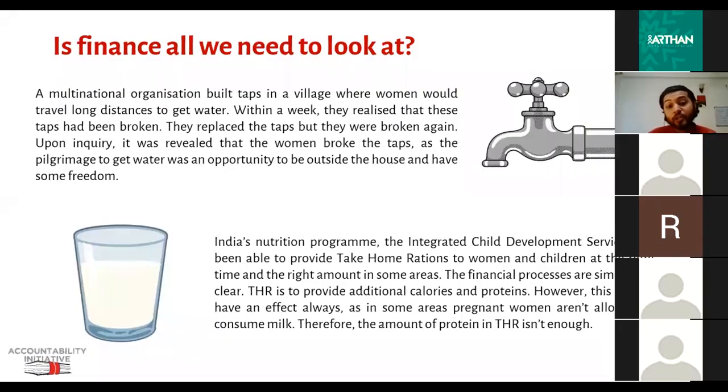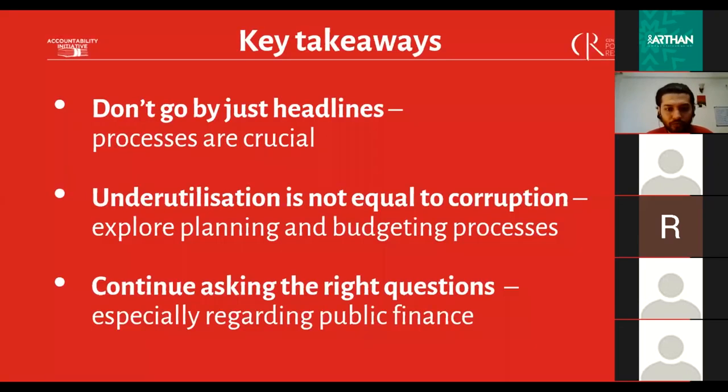So the estimation for how much protein should be put in the take-home ration is off for that area. So we need to rethink that. So cultural, behavioral, and political questions are very important, as has been highlighted through this wonderful conference that we've had.